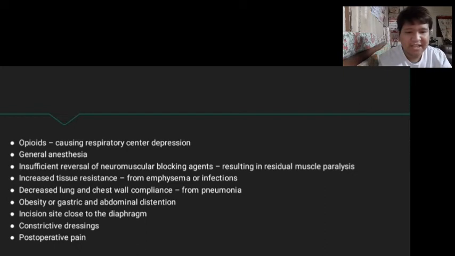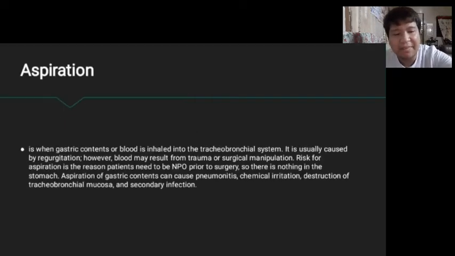Kasi mahirap yan siya. Insufficient reversal of neuromuscular blocking agents, increased tissue resistance, decreased lung and chest wall compliance, baka mag-pneumonia siya. Obesity or gastric and abdominal distension, incision site close to the diaphragm, constrictive dressing, post-operative pain. And then baka mag-aspirate din siya. Aspiration is when mag-gastric niya, mabalik sa lungs, mag-aspirate, baka mag-cause ng pneumonia.